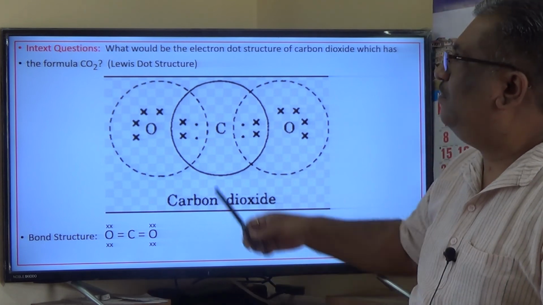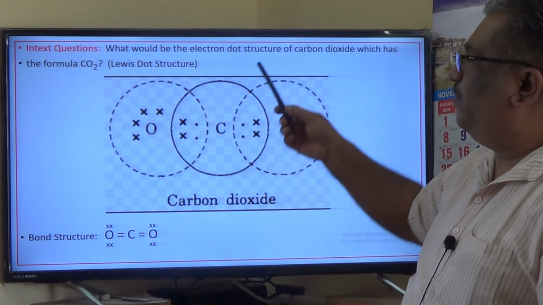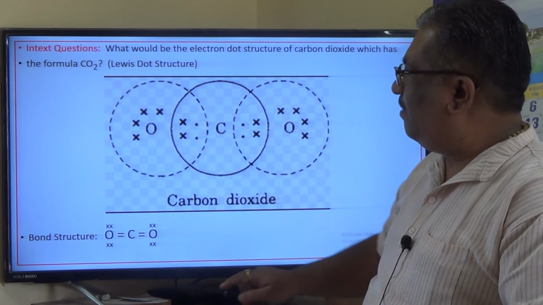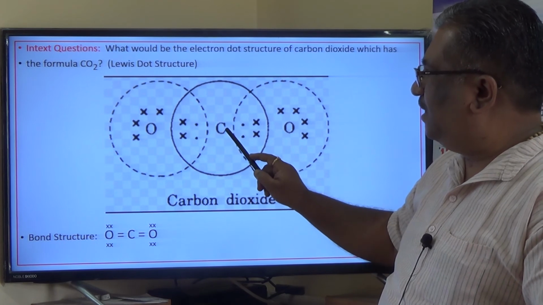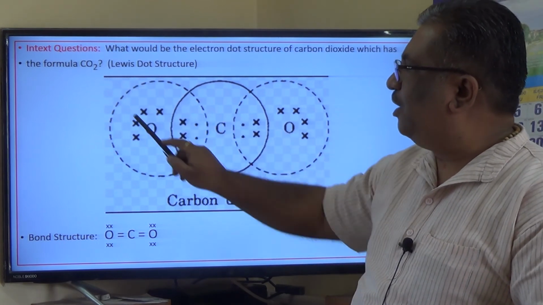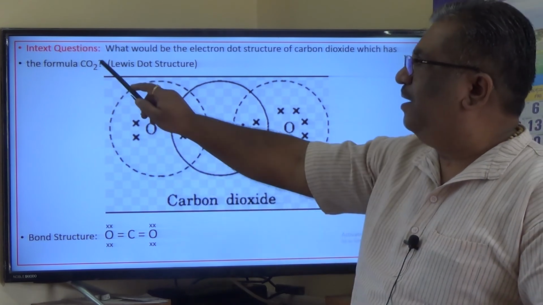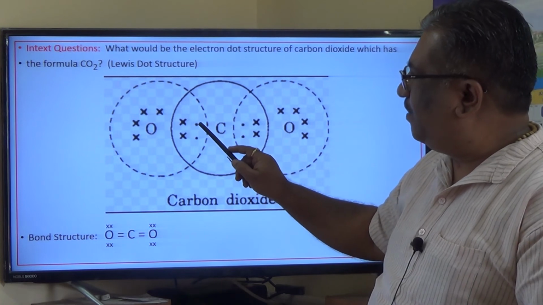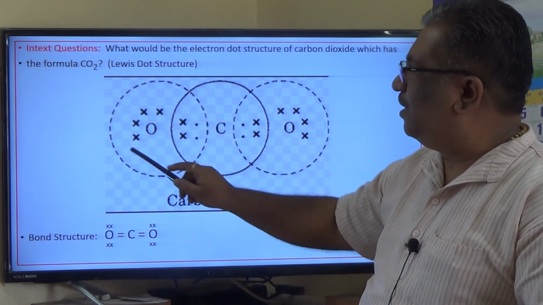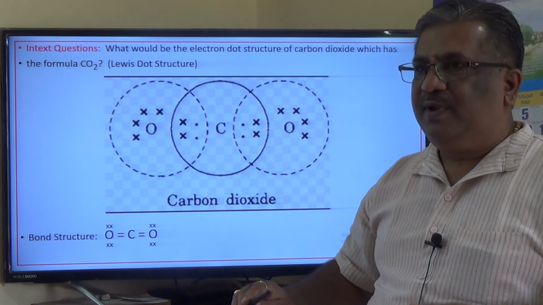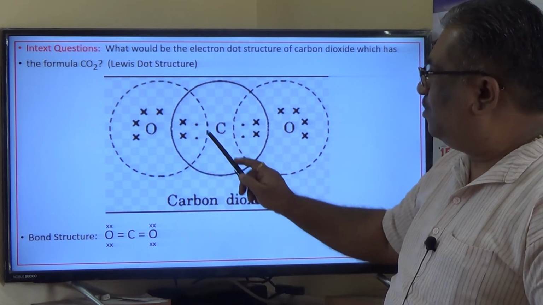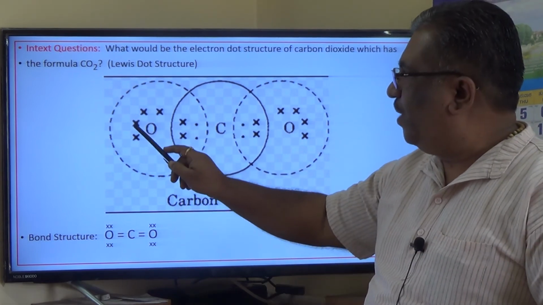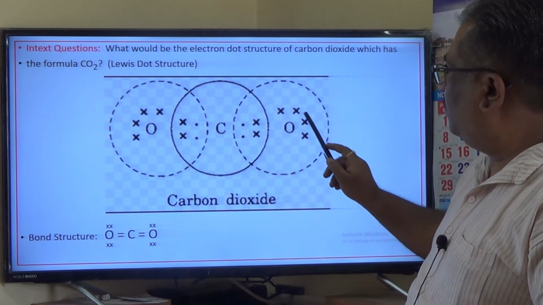So, what is the electron dot structure, also called the Lewis dot structure, for CO2? Carbon is tetravalent, so carbon is represented at the center. And there are 2 oxygen atoms taken, and let us represent the electrons now. For carbon, the electrons are represented by dots here, and for oxygen, the electrons are represented by crosses. Valence electrons for carbon are 4, so 1, 2, 3, 4. Valence electrons for oxygen are 6: 1, 2, 3, 4, 5, 6. Here also 1, 2, 3, 4, 5, 6.